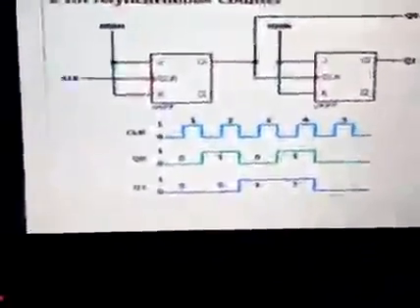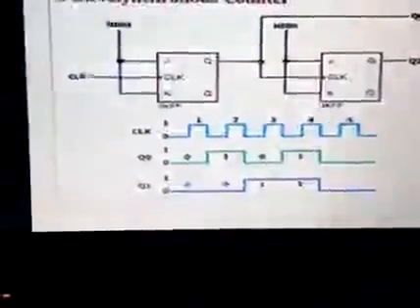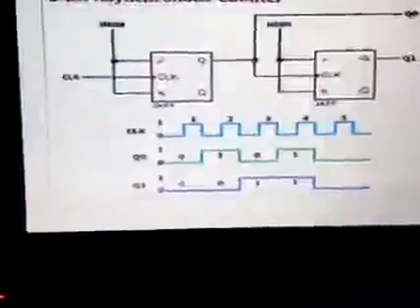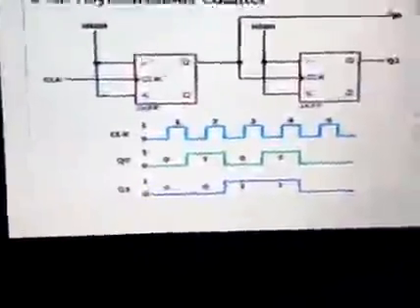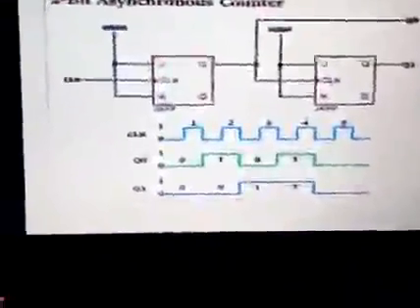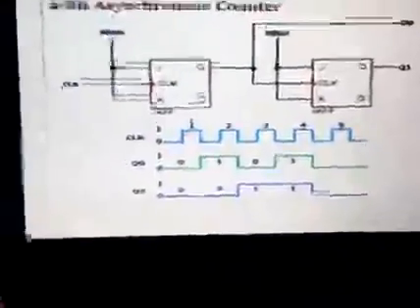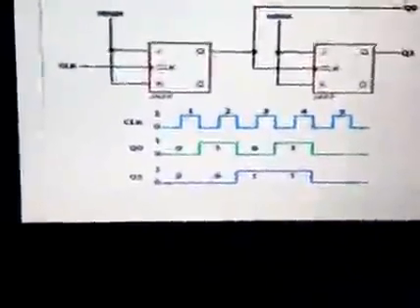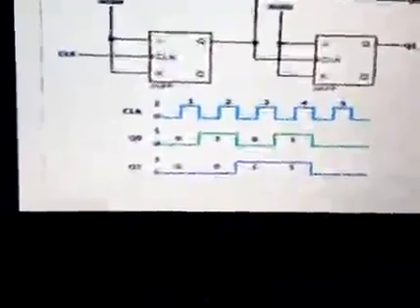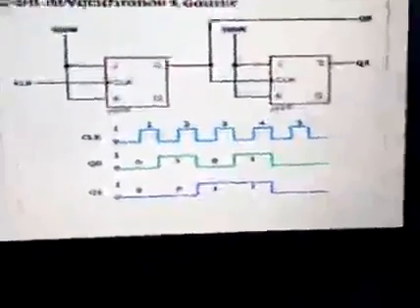Flip-flop 1 toggles, so it goes from 0 to 1. This is the first output of flip-flop 1, and the second flip-flop is in an off condition, so it keeps the previous output, which is 0. The green line is the output of flip-flop 1 and the blue line is the output of flip-flop 2.